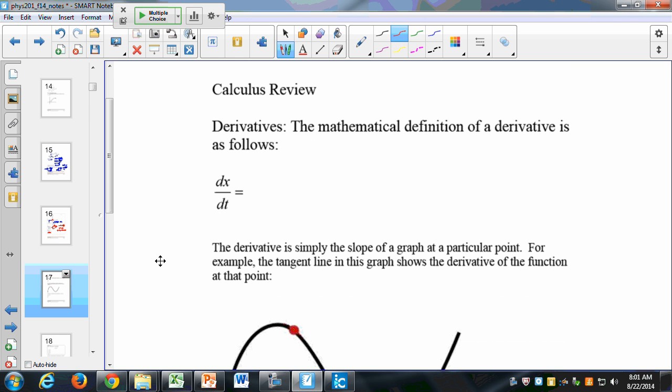All right, so first, derivatives. A derivative is defined like this. It's a limit of delta x over delta t as delta t approaches 0. And we'll talk a lot about what this means physically, because derivatives are often used in kinematics to describe the relationship between displacement, velocity and acceleration, because they're all related to one another by a derivative. Each is a derivative of another. Right, so that's our definition of a derivative.